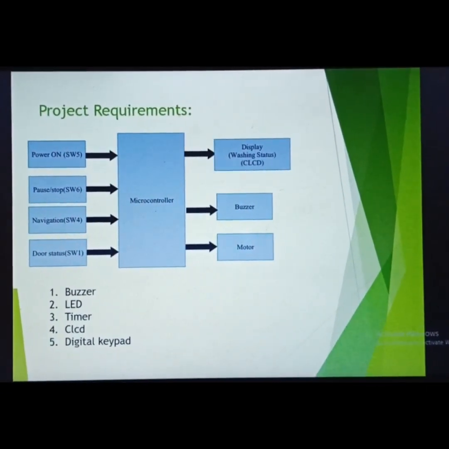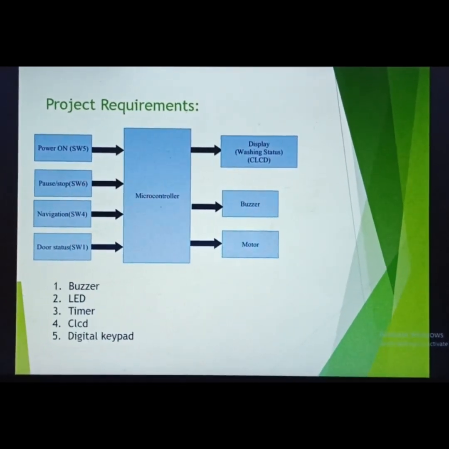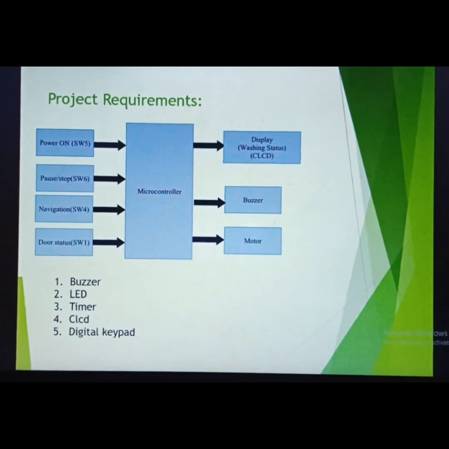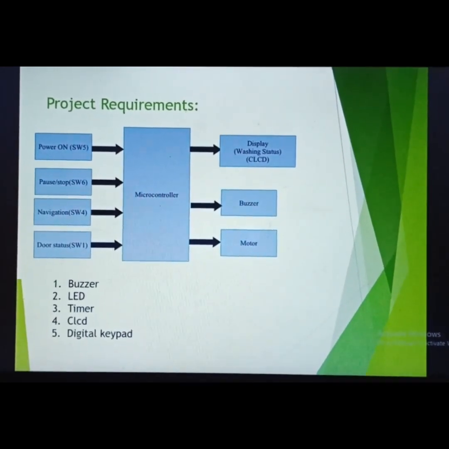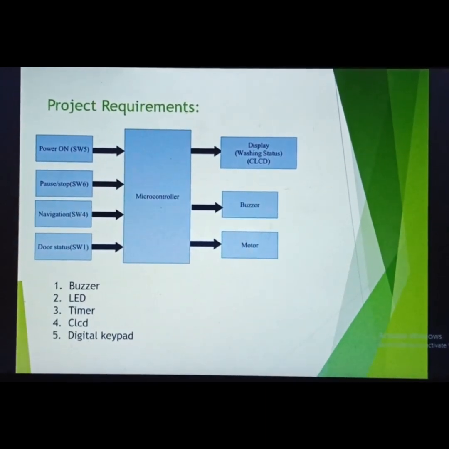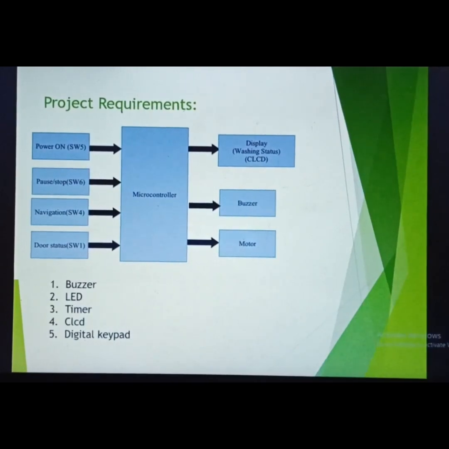Coming to the project requirements, this is the basic block diagram of the project requirement. The machine will power on by pressing switch 5 and it will pause or stop by pressing switch 6, and we will navigate between the options by continuously pressing switch 4, and switch 1 will indicate the door status of the machine.